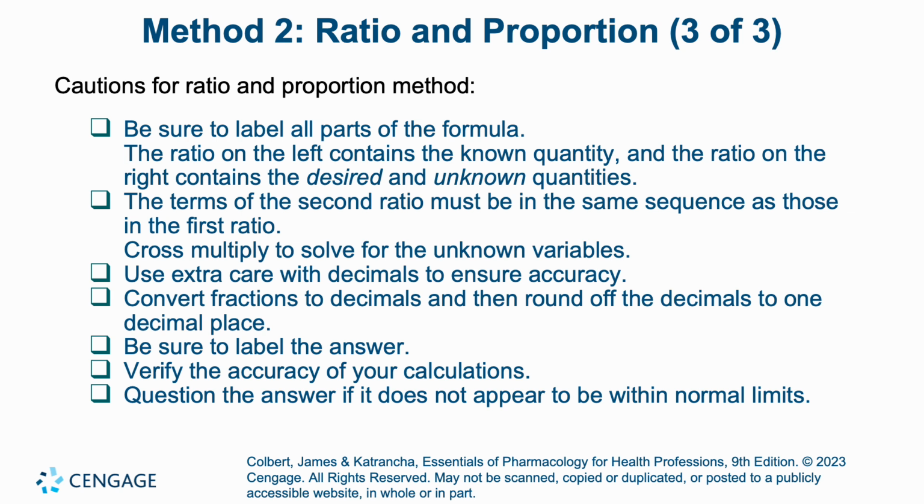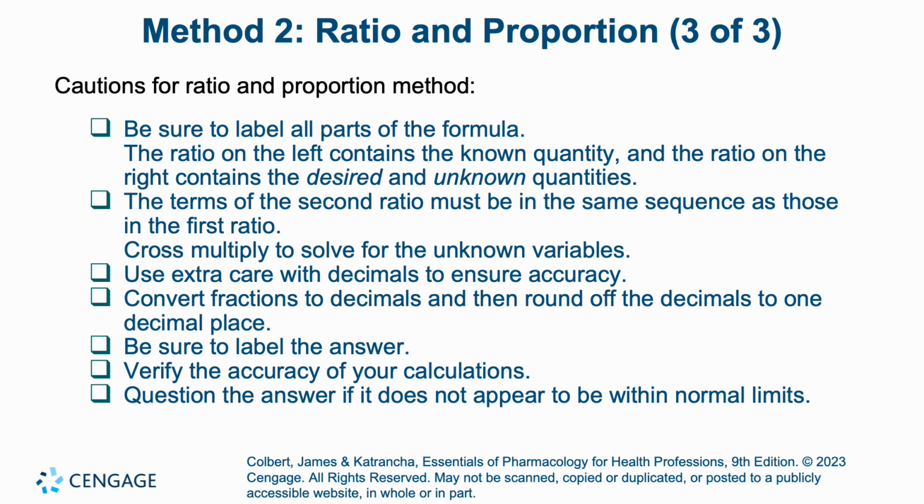Cautions for this method. Be sure you label all parts of the formula. The ratio on the left is going to contain the known quantity, and the ratio on the right contains the desired and the unknown quantities. The terms of the second ratio must be in the same sequence as those in the first ratio, and then you need to cross-multiply to solve for unknown variables.